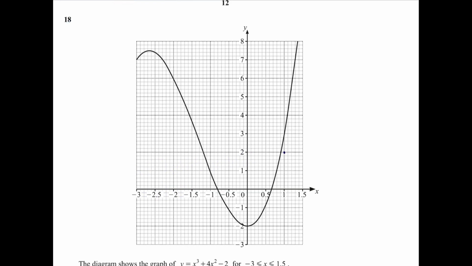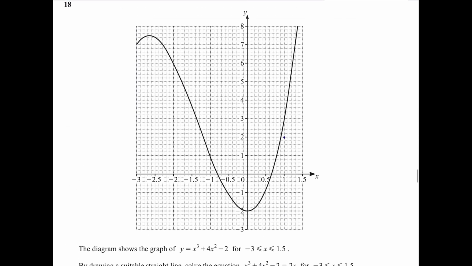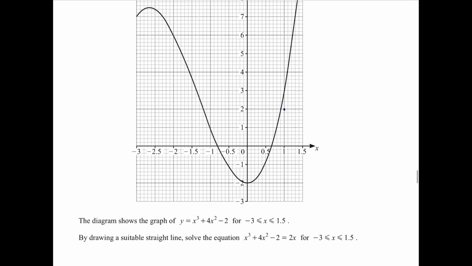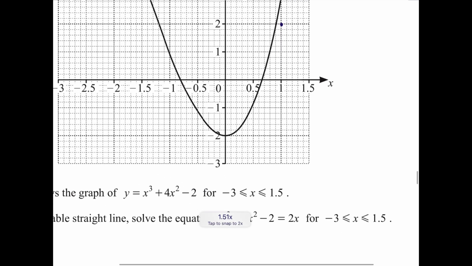Alright, now we move on to the next question, which is question number 18. We have finished question number 17. In question number 18, it says the diagram shows the graph of the curve y equals x cubed plus 4x squared minus 2 for negative 3 to 1.5. By drawing a suitable straight line, solve the equation x cubed plus 4x squared minus 2 is equal to 2x. So the curve is given, the same equation is used. We basically find where this curve will meet the line 2x.